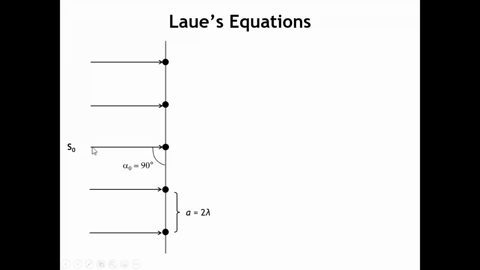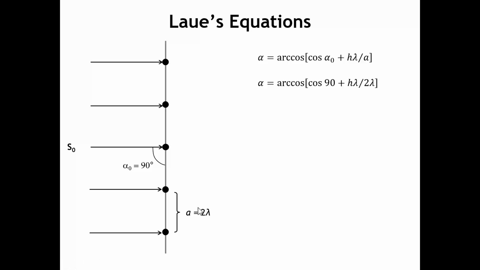Let's look at the case where the incoming radiation is perpendicular to our crystal. So we can think of our crystal as being vertical, and the incoming radiation is traveling horizontally. In that case, the angle between the two, alpha naught, is equal to 90 degrees. So here's our Laue equation, and we can plug in 90 degrees for alpha naught, and then we can also specify the distance between the atoms, and this distance is going to be 2 times the wavelength of the radiation, 2 lambda.